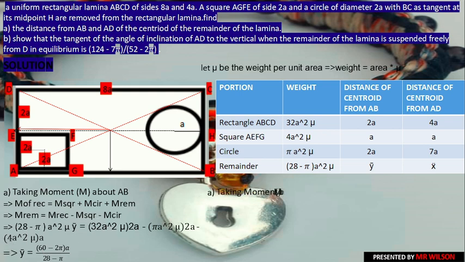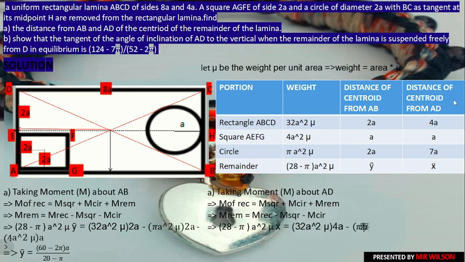It's still in A, okay, because we are asked to calculate the distance from AB and AG of the centroid of the remainder of the lamina. So we now go to the other distance AG. As I said, these distances depend on what the question is asking you to find, because they could still ask you to find DC or BC. So for this case it's AG and AB.